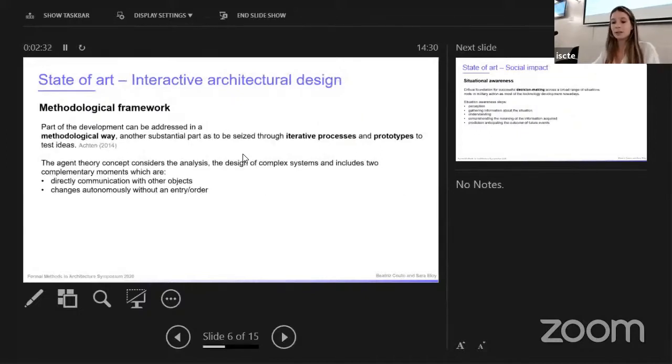About the methodological framework, there are no design methods that ensure a proper solution. We can do part of the development in a methodological way, through an iterative process and through prototypes to test the ideas. So I think that the more we iterate and the more we test, the better the end result should be. And there's here an agent theory concept that comes from artificial intelligence, that considers the analysis and design of complex systems, and includes two moments. One is the direct communication with other objects, and that it changes autonomously without an entry from another.